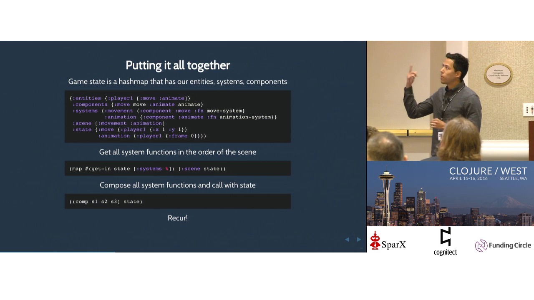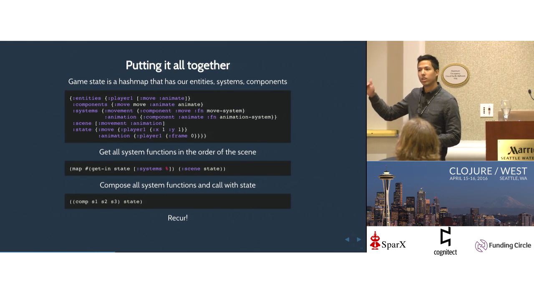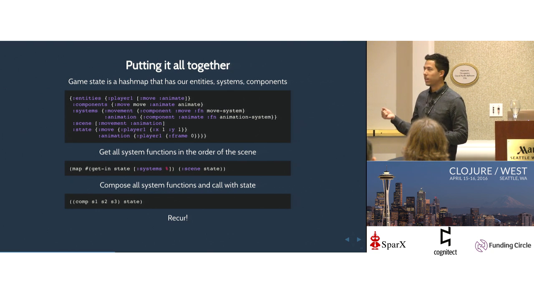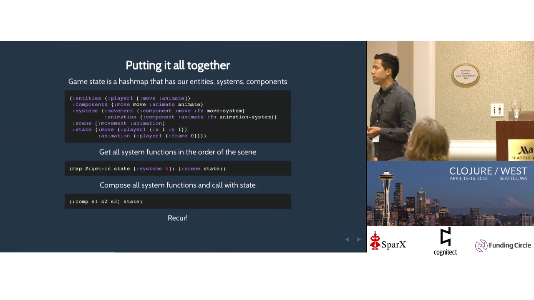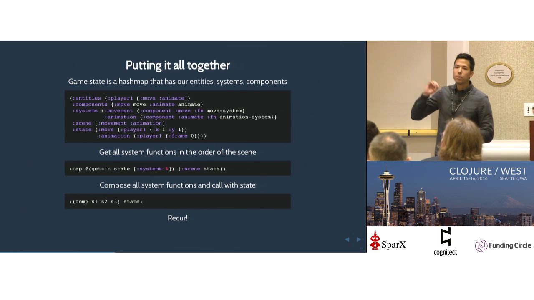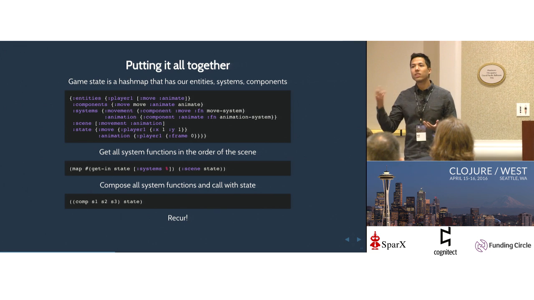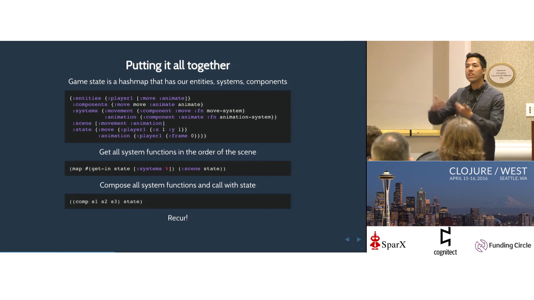So if we were to describe our game state as being a hash map in which we described our entities, our components, our systems, and our scene using data, what we want to do is take all of the system functions out of our game state, and we can do that very easily by mapping over it in the order in which we defined the scene to be. And we're just going to comp them all together, which is going to return a new function. It's going to take a single argument, game state, and it's going to return the next game state.